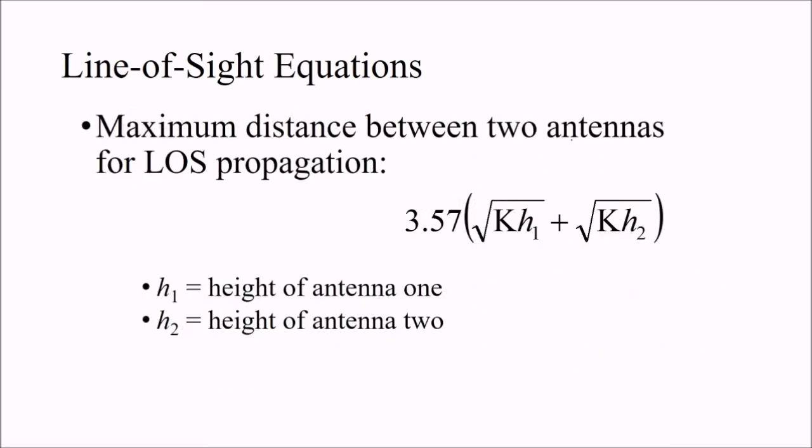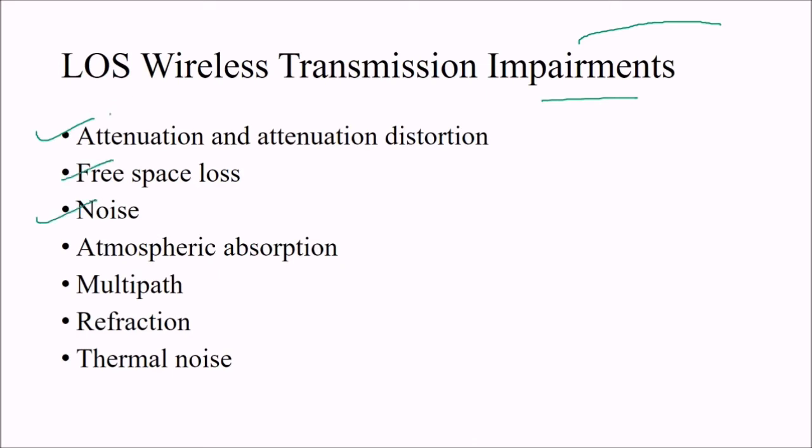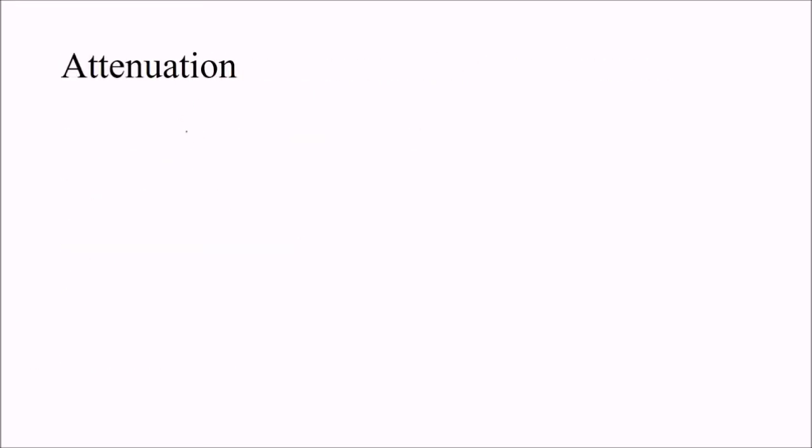The maximum distance between two antennas for line of sight propagation, if two antennas need to communicate through line of sight propagation, will be 3.57 under root k h1, height of antenna 1, plus under root k h2, height of antenna 2. What about the line of sight wireless transmission impairments? While you are transferring through line of sight wireless transmission, there may be impairments, or hurdles, or problems, or losses. So attenuation and attenuation distortion, free space loss, noise, atmospheric absorption, multipath, refraction, and thermal noise. First we'll see the attenuation.